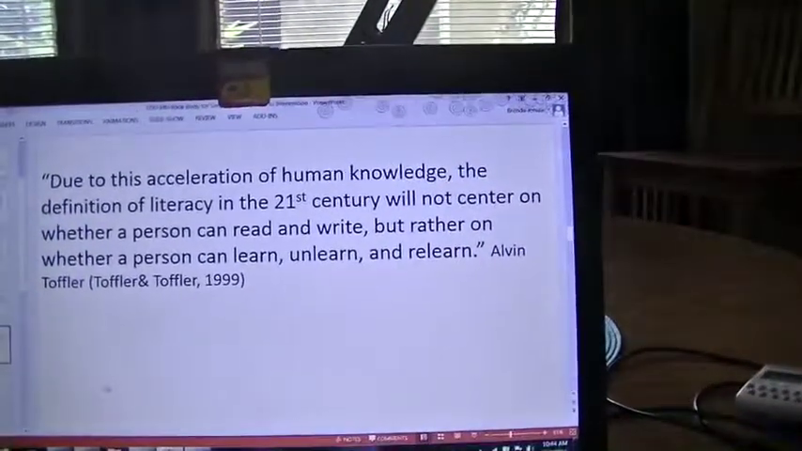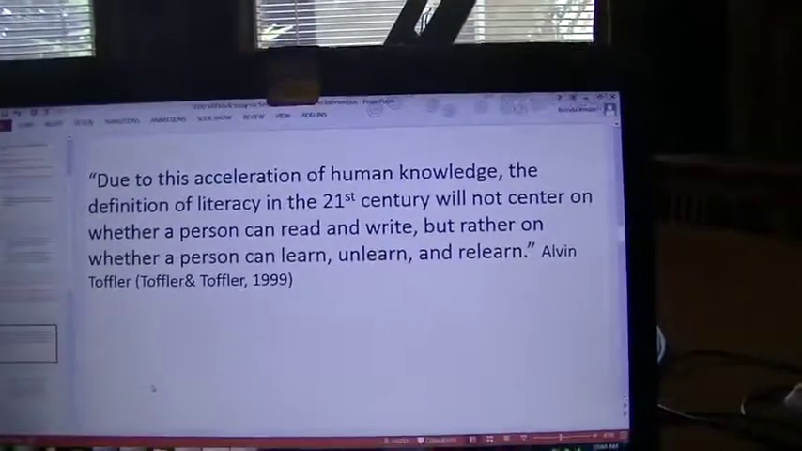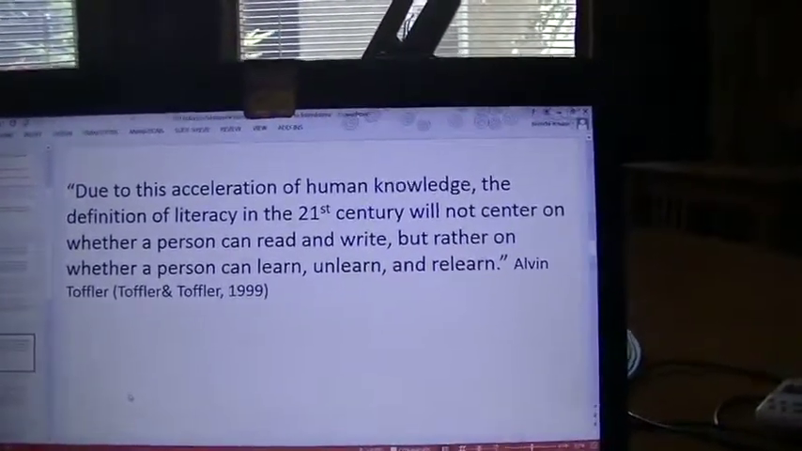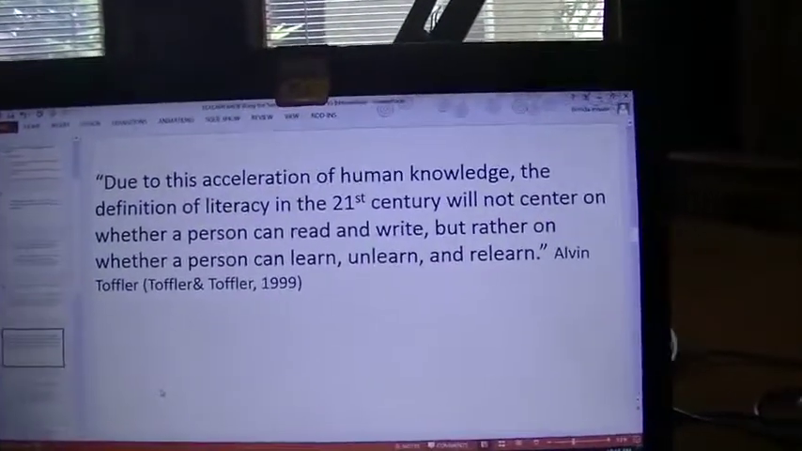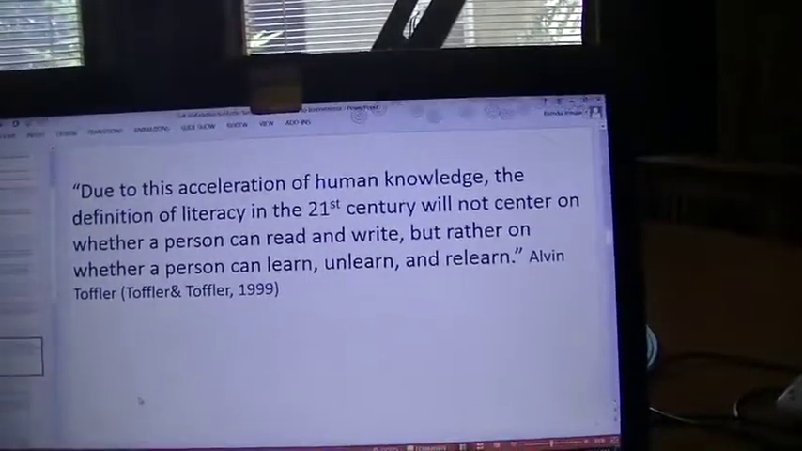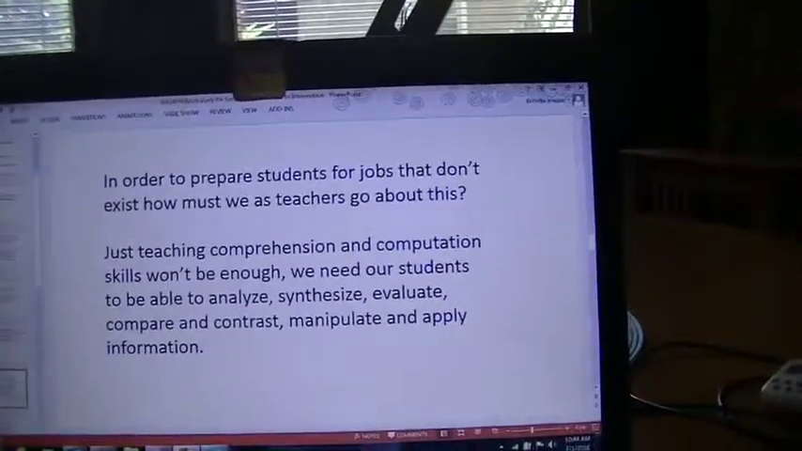And this one is a good quote, I thought: due to this acceleration of human knowledge, the definition of literacy in the 21st century will not center on whether a person can read and write, but whether a person can learn, unlearn, and relearn. And that's by Alvin Toffler. I thought that was a very good point in RTI.